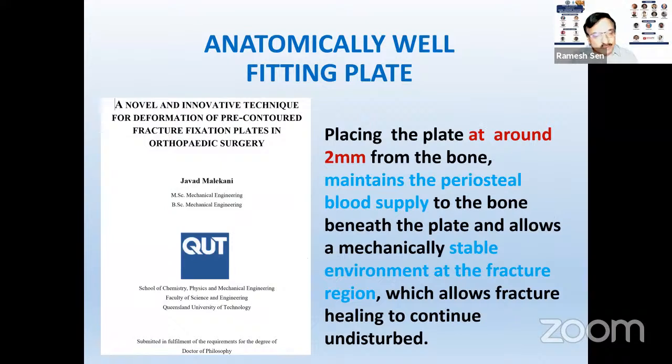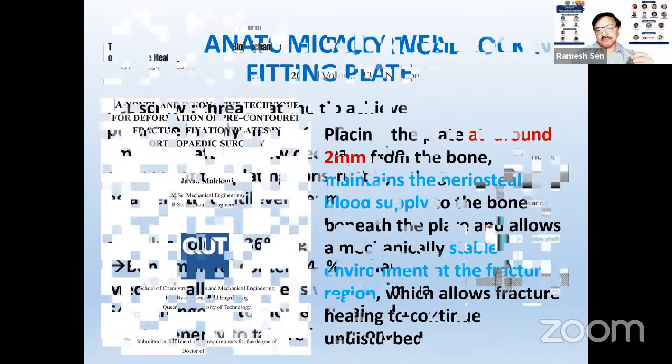And then there is a beautiful workup done for the philosophy, for the PhD work, on how a mechanical plate should be. When you say an anatomical plate, it has to be within 2 millimeters from the bone periosteal surface. It has to be very exact, otherwise all the vascularity will go. It has to be within that 2 millimeters, and then it can be called an anatomical plate.